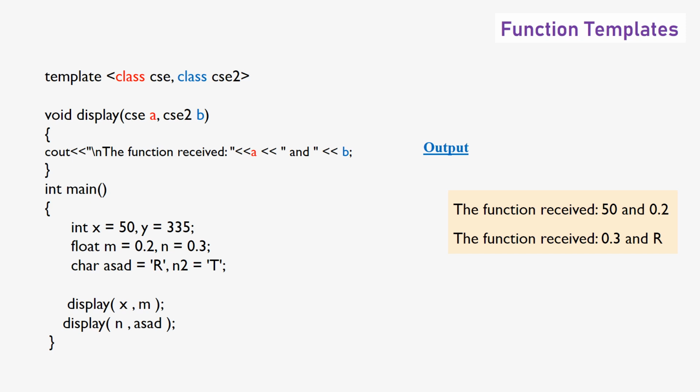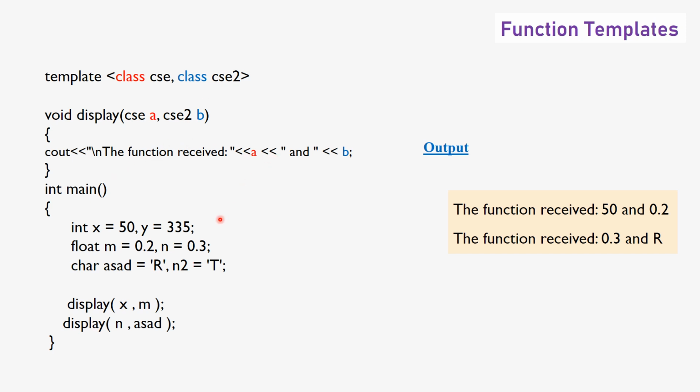In this example, we are using two templates. The name of the first template is CSC and the name of the second template is CSC2. Then we have a function named display, and we have two parameters here. The type of the first parameter is CSC, which is the first template, and the type of the second parameter is CSC2, which is the second template, and then we are displaying these values.